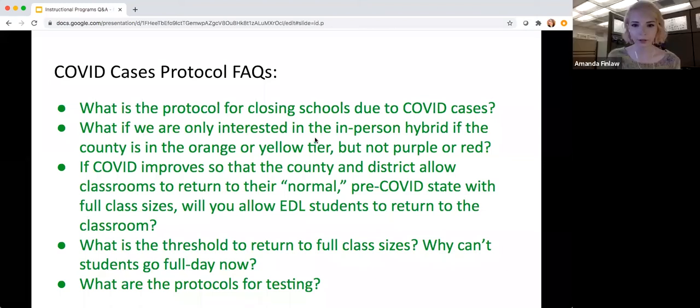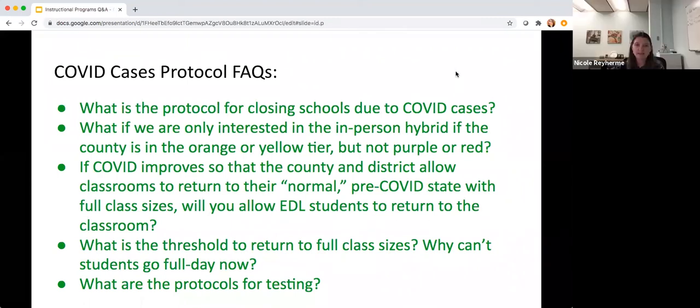What if we are only interested in the in-person hybrid if the county is in the orange or yellow tier, but not the purple or red? At this time, we are asking our families to make their commitment in the next 2 days to either extended distance learning or in person. And so those are going to be our commitments until the end of the school year.